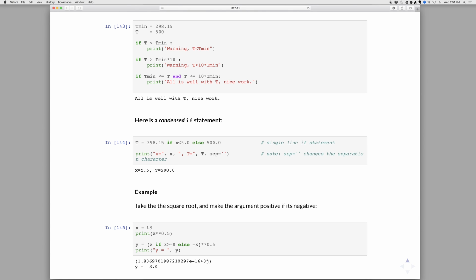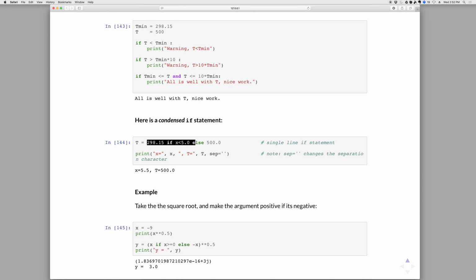Now, because this is negative, we can say an alternative statement is y equals this quantity raised to the 0.5 power. And this quantity will evaluate to just plain x if x is positive. Otherwise, it's minus x. So if x were minus 9, this would be false. So we would go minus minus 9, which is just 9, and we get the square root of 9. And when we do that, we see, in fact, y is just 3. So this is an example of where this whole expression evaluates to a number. It's going to either evaluate to x or minus x, depending on how this if statement evaluates.